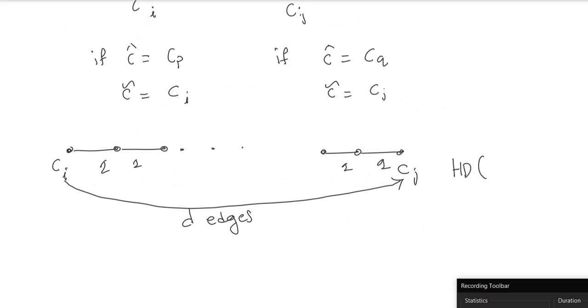Let's take a more general case where the Hamming distance between CI and CJ is equal to D. That means in any path from CI to CJ, you have D edges. If there are D edges, that means there are D minus 1 nodes in the path other than CI and CJ. Of those D minus 1 nodes, (D minus 1) over 2 will be closest to CI, and (D minus 1) over 2 will be closest to CJ. Let's say CI was transmitted, and there were some bit flips, and we received one of these (D minus 1) over 2 code vectors. Since these are closest to CI, the receiver will still say CI was transmitted. That means any errors up to (D minus 1) over 2 will be corrected by the receiver.